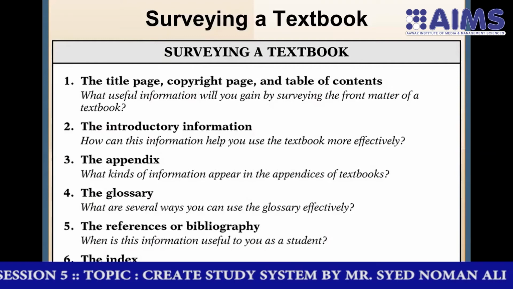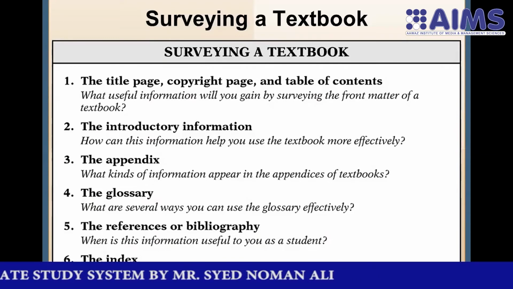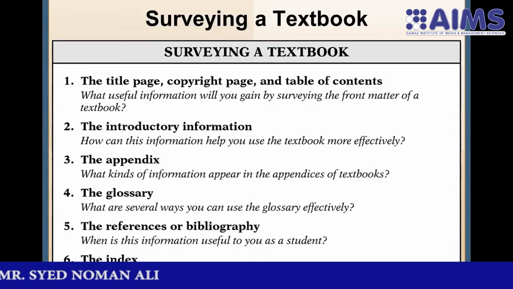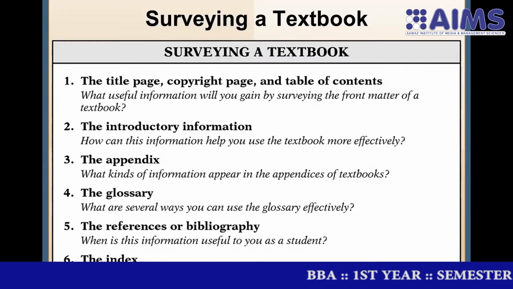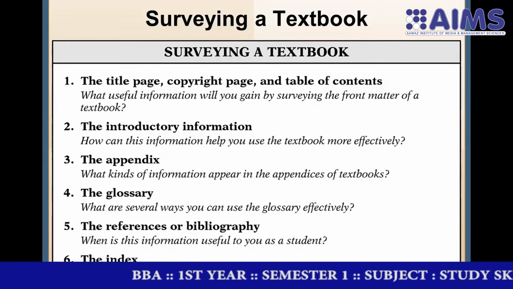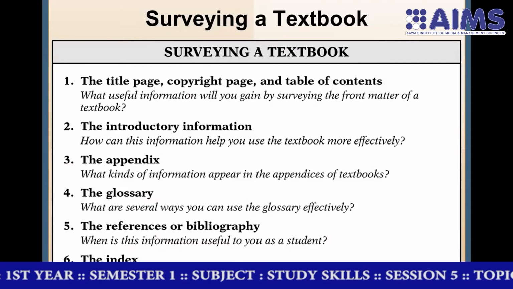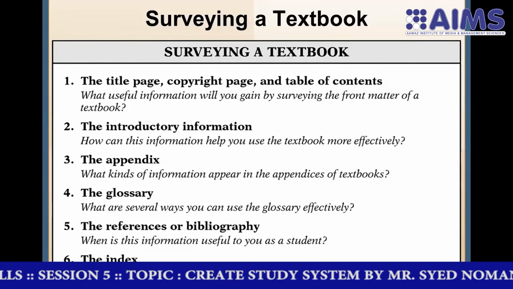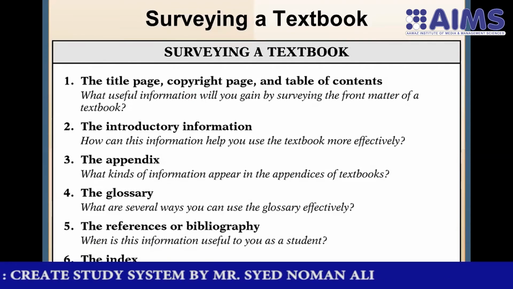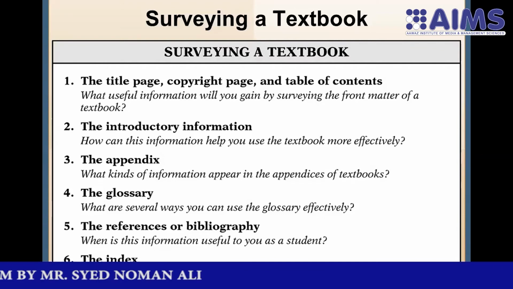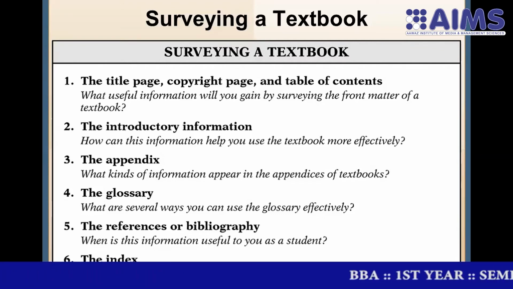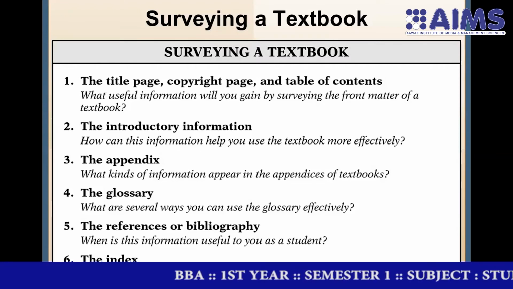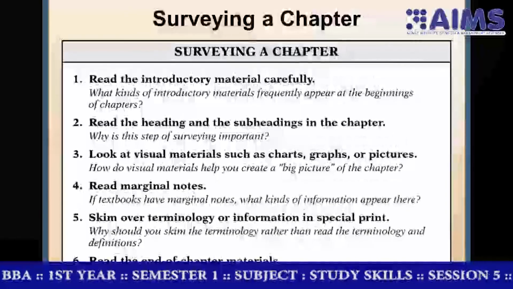What kind of information appears in the appendices of the textbook that helps you? The glossary. What are several ways you can use the glossary effectively? And the references or bibliography. This one is very useful. What, when, and where this information is taken, what the sources are, and how this information is useful for a student. And the index: when should you use the index of a textbook? All this surveying of a textbook helps you get a quick overview of the chapter.